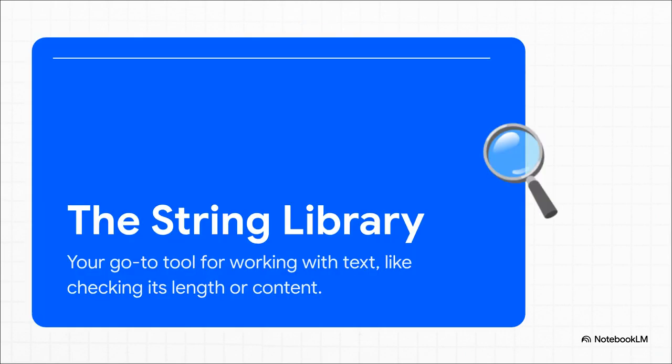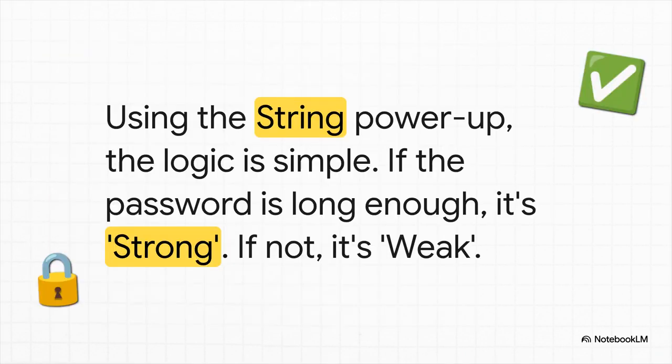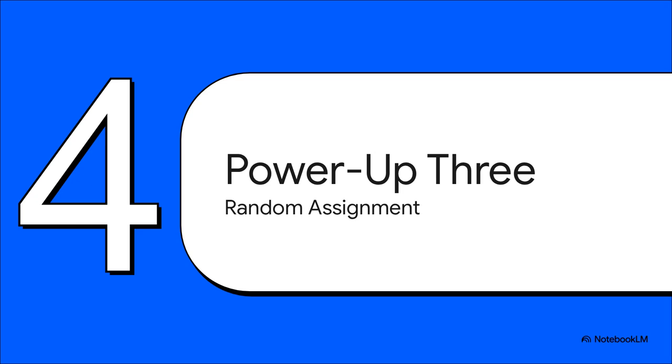And for this job, we need our second power-up, the string library. In programming, any chunk of text, a name, a sentence, a password, is called a string. This library is our go-to toolbox for messing with text, whether that's measuring its length, like we need to do, or even searching for certain words inside it. So with our new power-up, the logic is dead simple. We just ask the string library, how long is this password? If it's long enough, we'll call it strong. If not, it's weak. And just like that, task 2 is in the bag. 2 power-ups down, just one more to go.